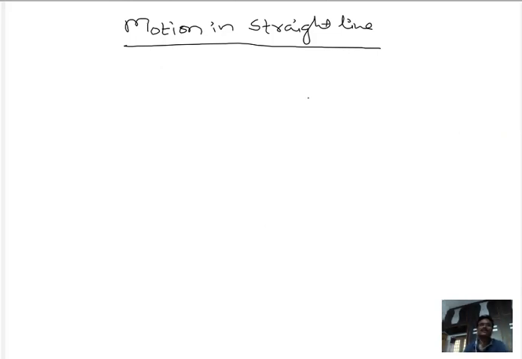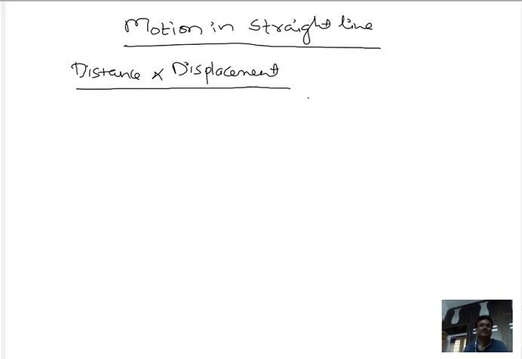Hello students. In the last class, I explained what is meant by distance as well as displacement, the relation between them, and how to calculate them. Now let us see how to calculate the value of distance and displacement in the case of circular motion. That means when a body moves on a circle, what is the distance, what is the displacement, etc. I'm going to tell you.